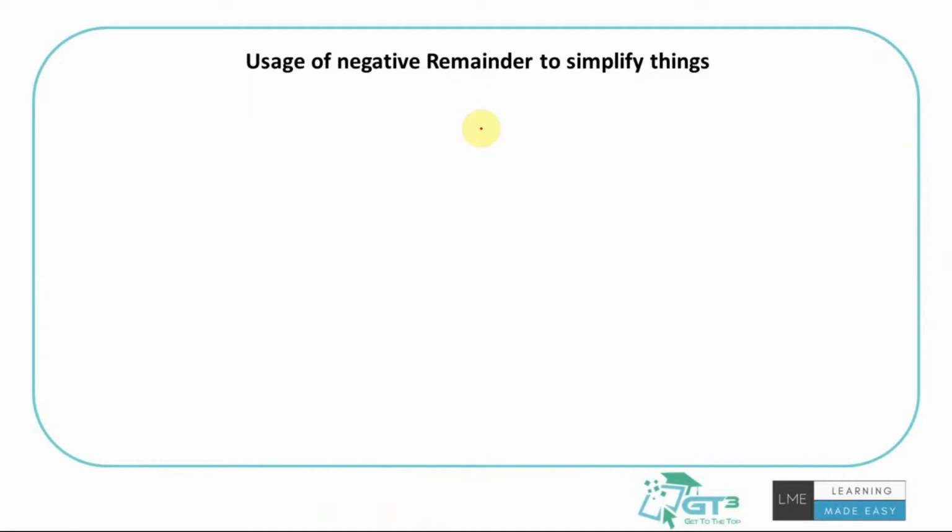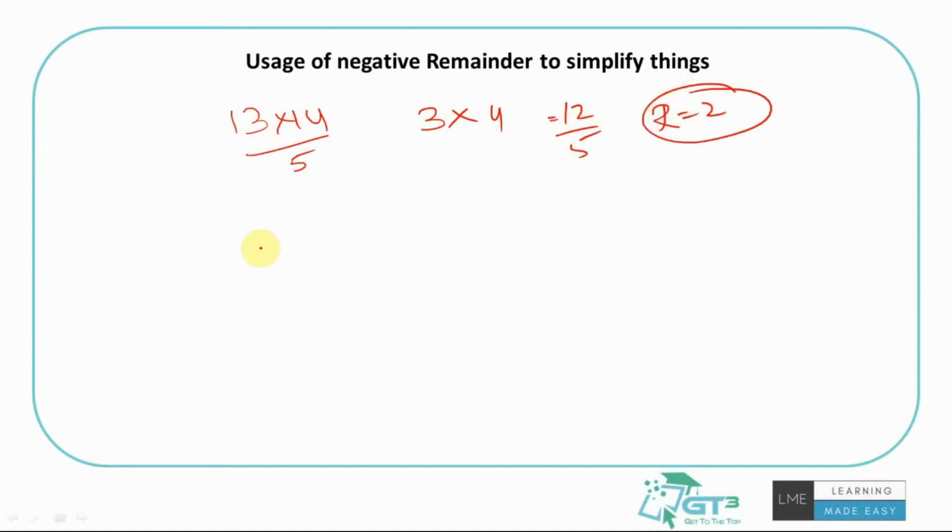So what if I get, let's say, the same thing, right? 13 into 14 is divided by 5. So the remainder is 3 for 13 and 4 for 14. So I found 12 by 5. So the remainder is 2, right?